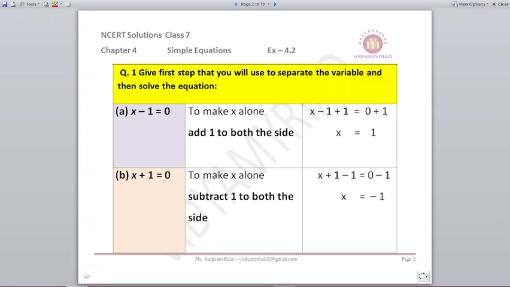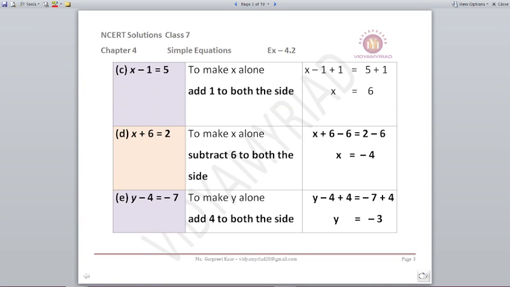B part, x plus 1 equal to 0. Now how will I make x alone here? To make it, I need to subtract 1 from both the sides. So you will write x plus 1 as it is, and then you will include minus 1 on the left side, equal to 0 minus 1. Plus 1 minus 1 gets cancelled on the left hand side, so x is equal to minus 1.